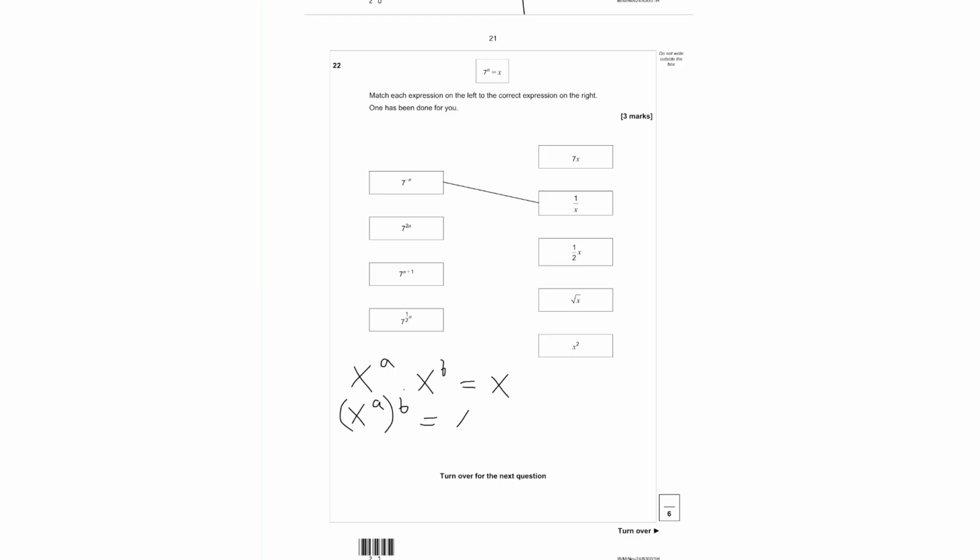x to the power of a times x to the power of b is x to the power of a plus b, and x to the power of a to the power of b is x to the power of ab. So I'll do it down here.